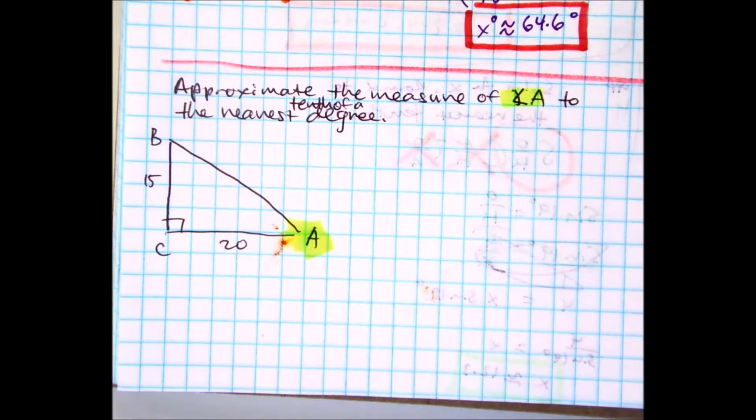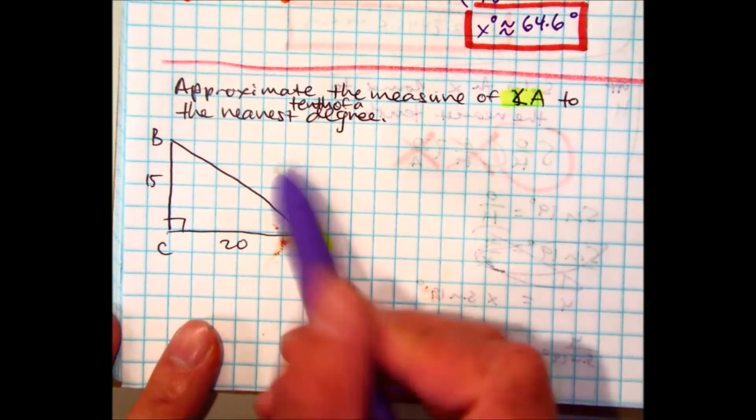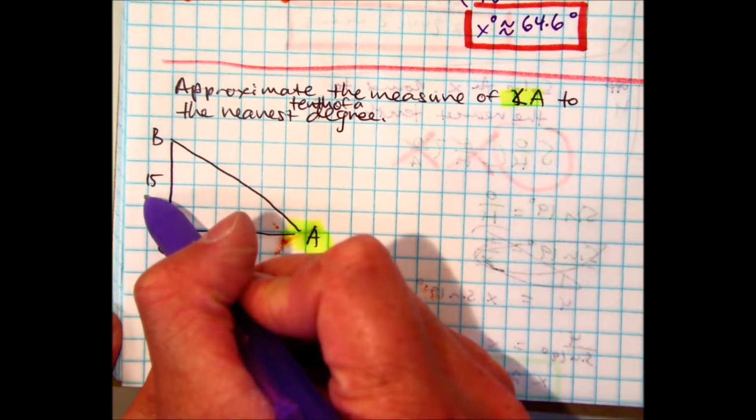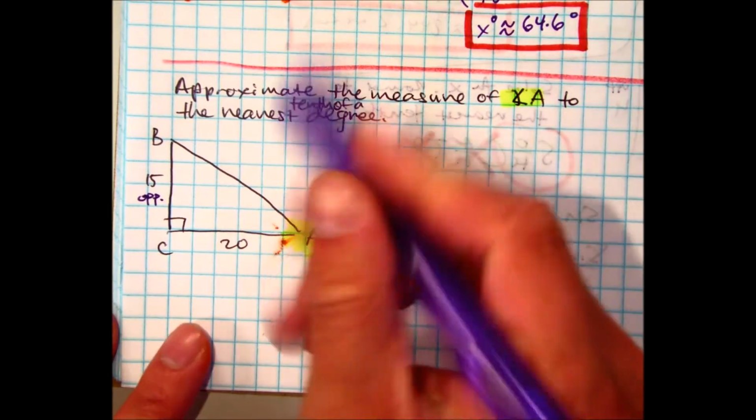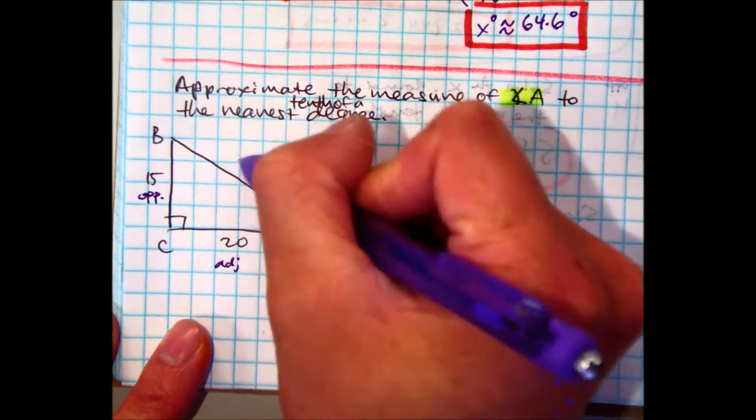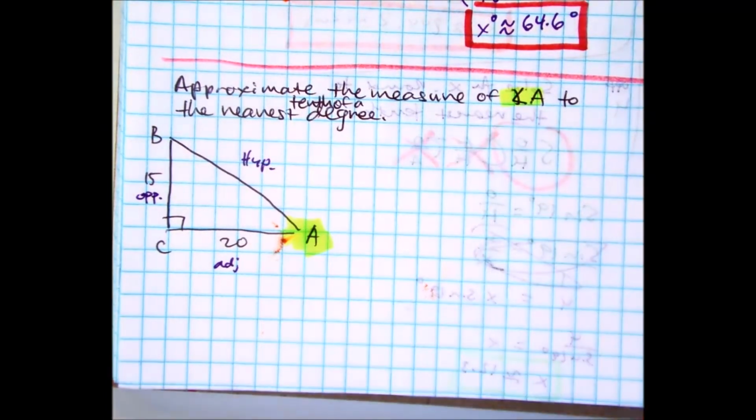Javier, what did you do next? Label the side. Yeah, label the sides. So help me label this. Opposite. Thank you, Javier. And then reset and I join. Raise your hand if you did that.